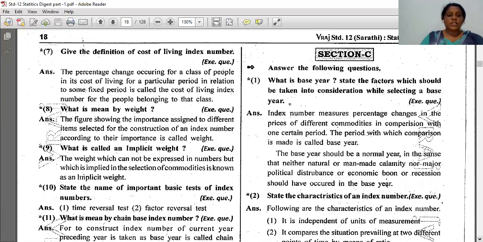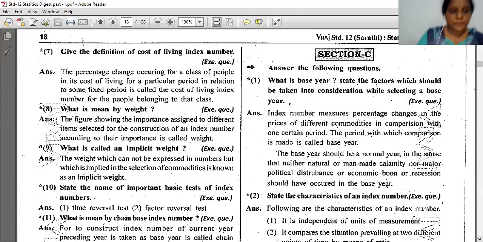Next question, what is meant by weight? Weighted mean. In that, the weight column was there, no, W. What is meant by weight? The figure showing the importance assigned to different items selected for the construction of an index number according to their importance is called weight. Weight, I told you, is given in small digits. Like rank is given, like this weight is also given. So what is weight? The figure showing the importance assigned to different items selected for the construction of an index number according to their importance is called weight.